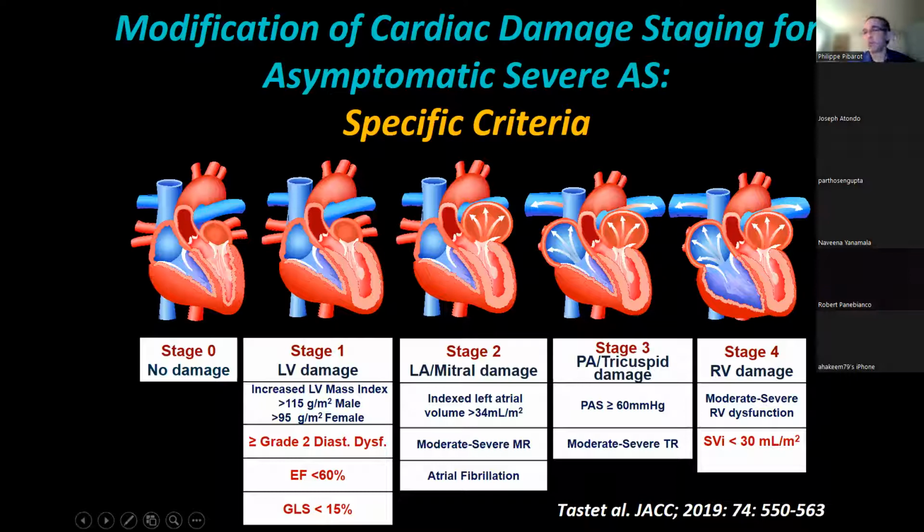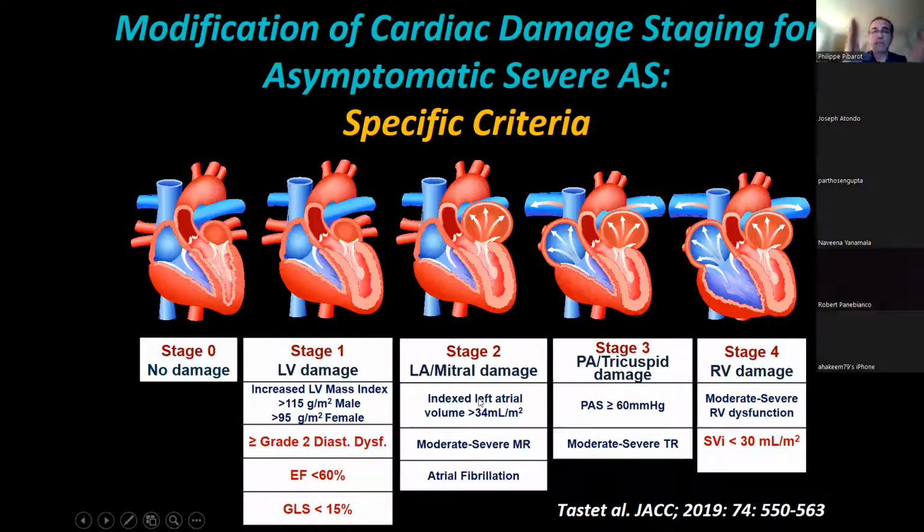So stage 0 means there would be no cardiac damage at all, which is of course rare in patients with severe AS. Stage 1, damage at the level of the left ventricle. If you have increased LV mass index using the usual cutoff for male and female, or grade 2 diastolic dysfunction or more, or an LVEF less than 60%, why not 50%, but more 60%? Because again, this threshold is more sensitive, as we just saw, or a GLS less than 15%, or minus 15. And if you have any of these criteria, you qualify for stage 1. You don't need all, okay?